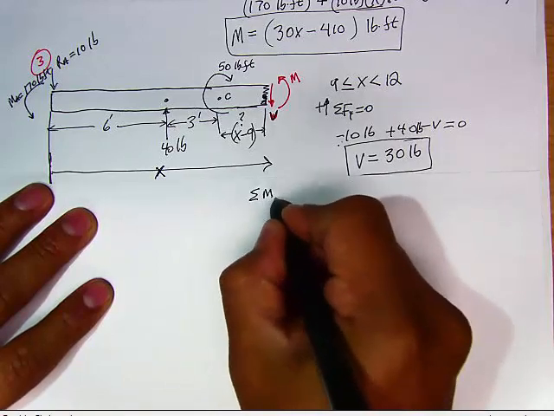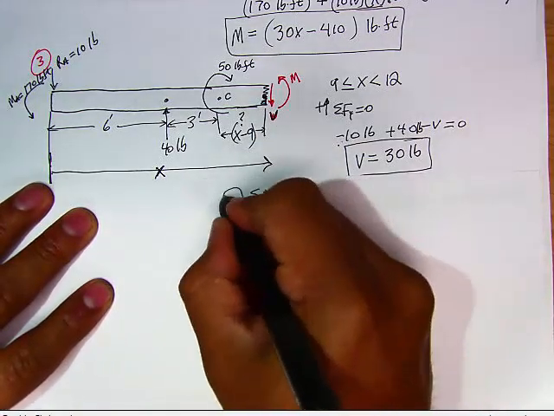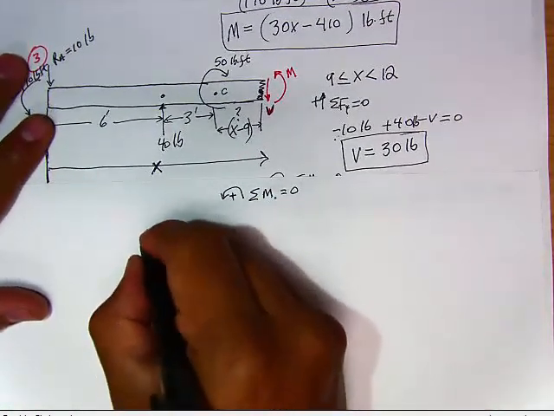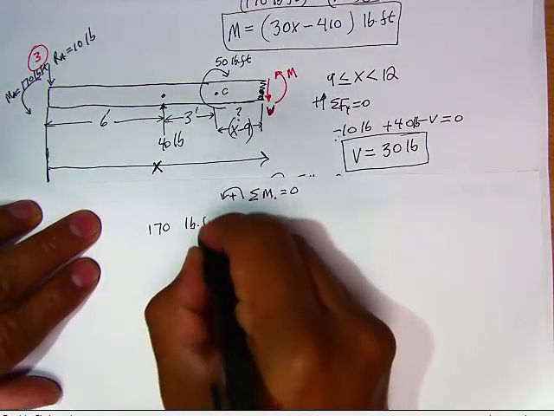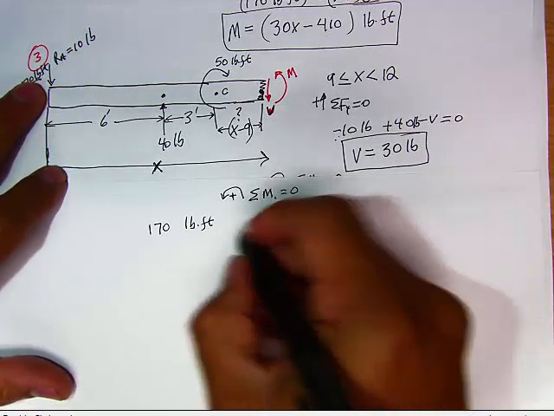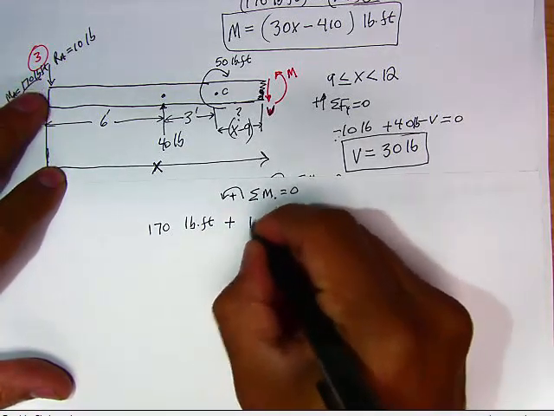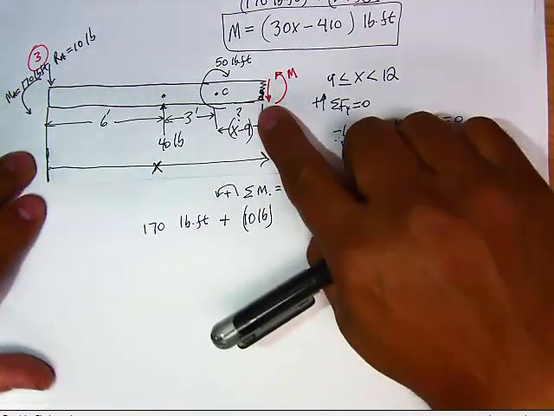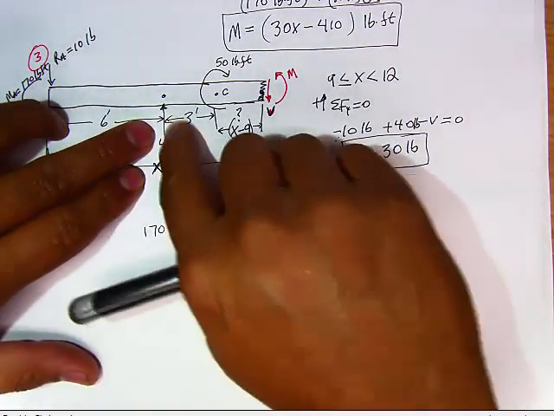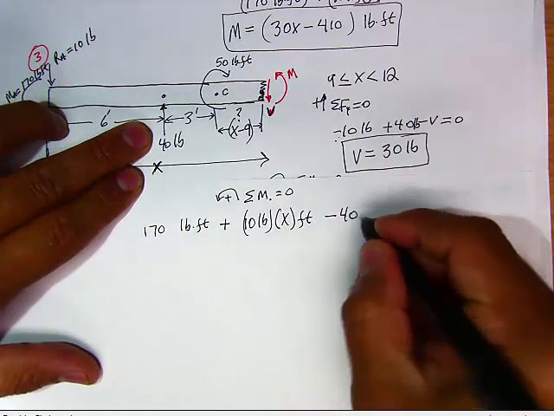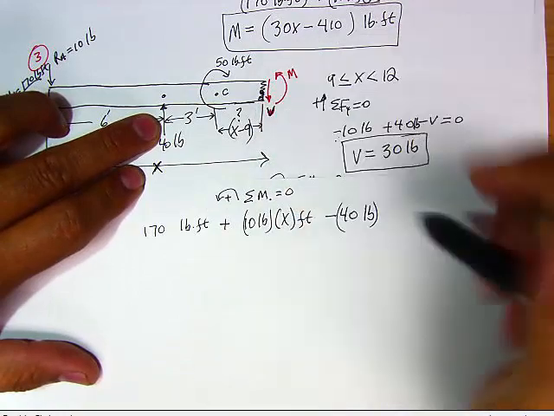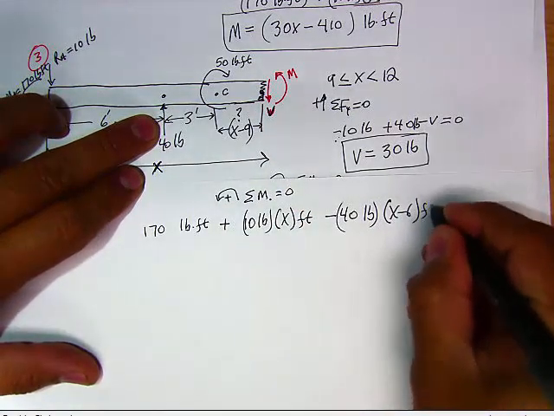Sum of the moments about this point right here must be equal to 0. Counterclockwise is positive. And we begin from left to right. So that will be 170 pound-feet. That's positive because it's counterclockwise. And this RA also produces positive 10 pounds, and it is at a distance of X feet. This 40 pound is counterclockwise, so it's negative 40 pounds. And it is a distance of 3 plus X minus 9, which is X minus 6 feet.